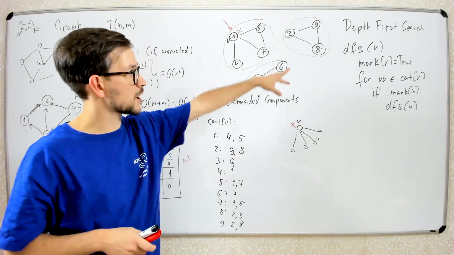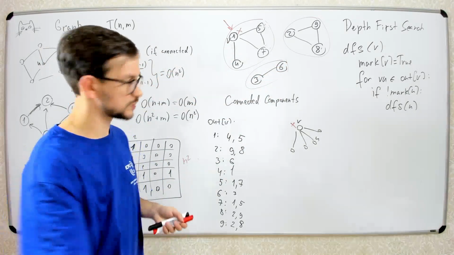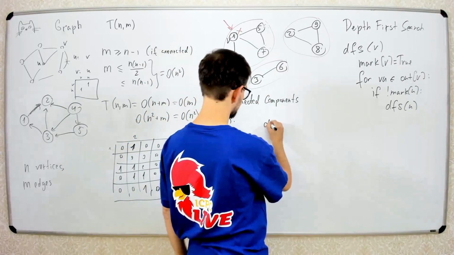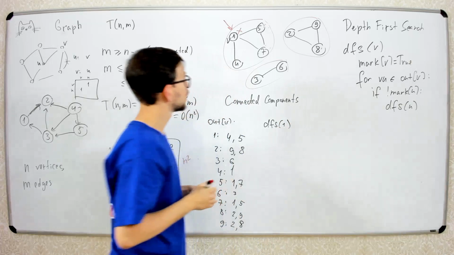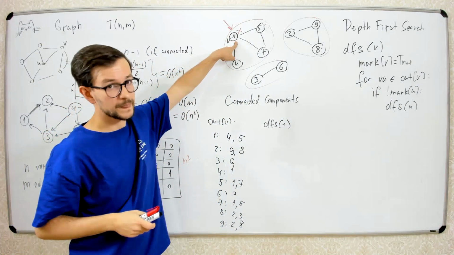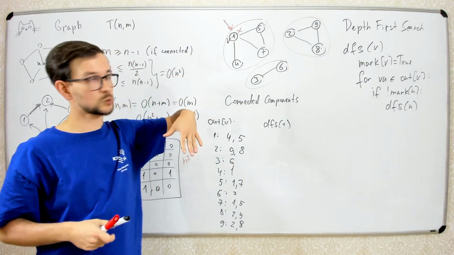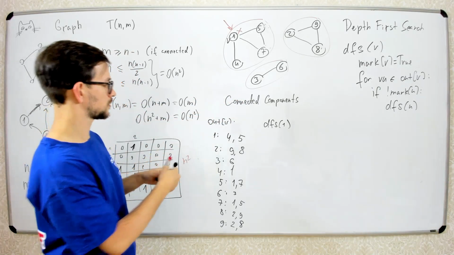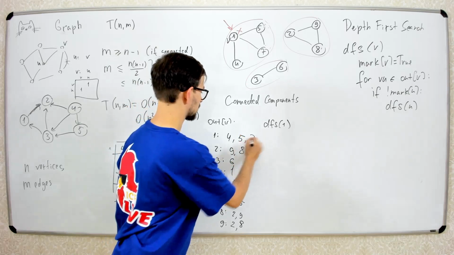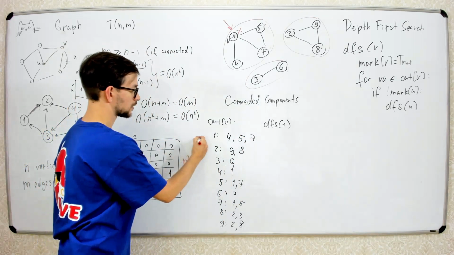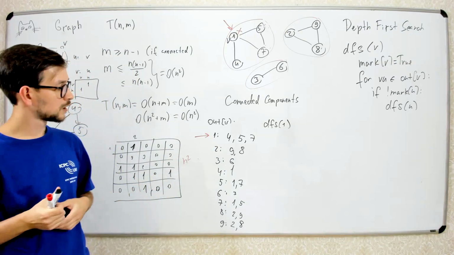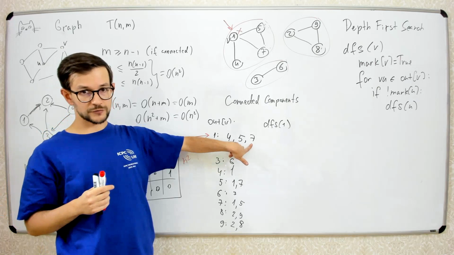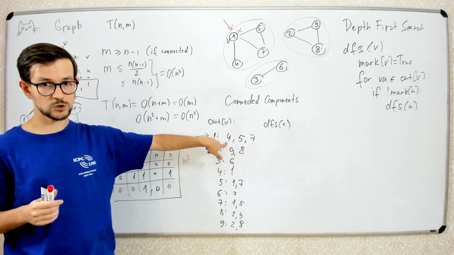Now, what will happen if we run this algorithm from node 1? So we start from node 1. It will mark node 1 and then iterate over all neighbors of node 1. So we have 3 neighbors: 4, 5, and 7. We start from node 1 and try to iterate over all neighbors of node 1. Take the first element, it's node 4.